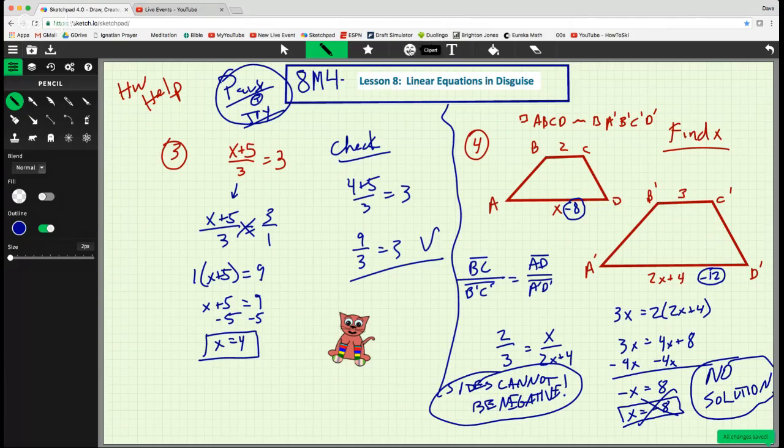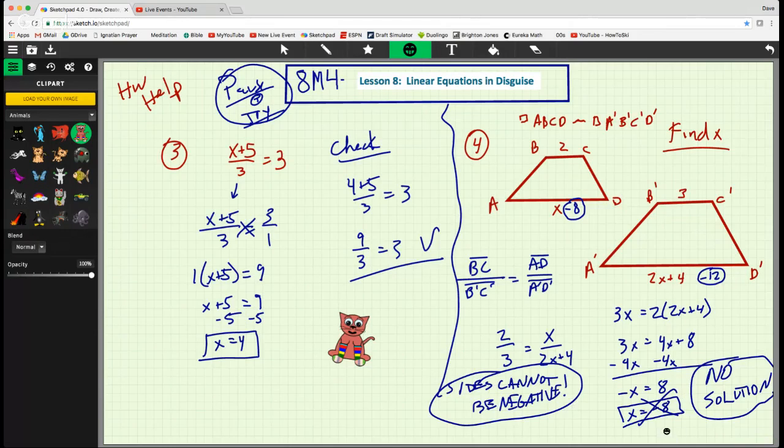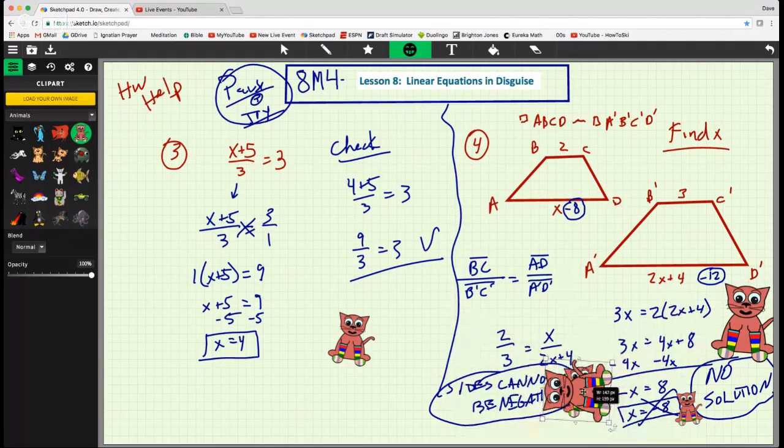So I'm going to give you a happy cat if you got negative 8. But if you put it all together and you said sides cannot be negative, so there's no solution, I'm going to give you a double happy cat, because that's the real answer. So sometimes you can do your math and get an answer, but if that answer is not sensible, then you have to throw it out.